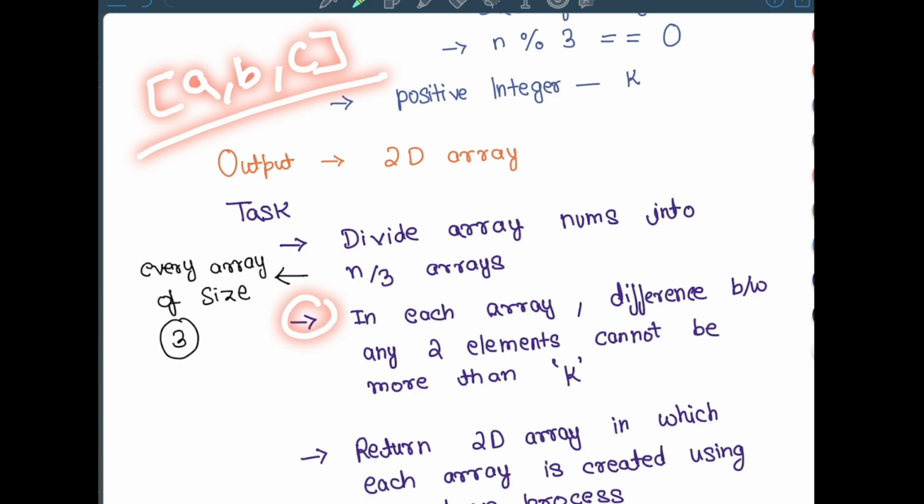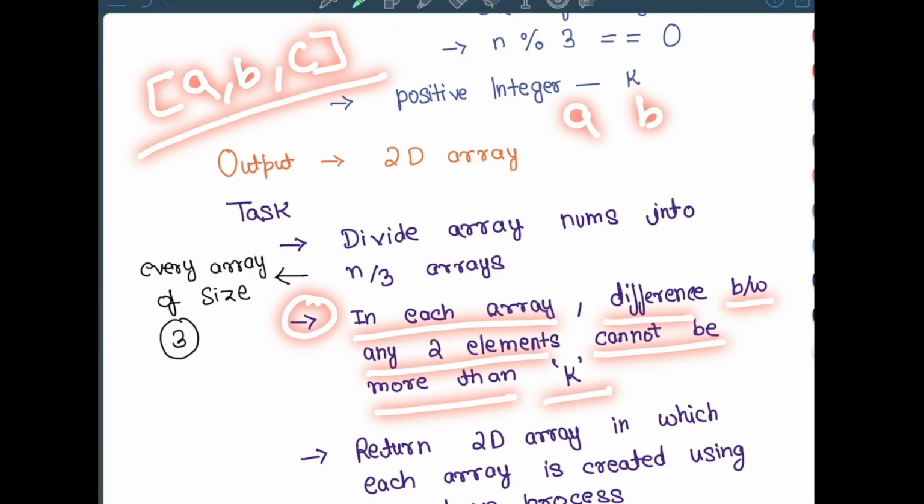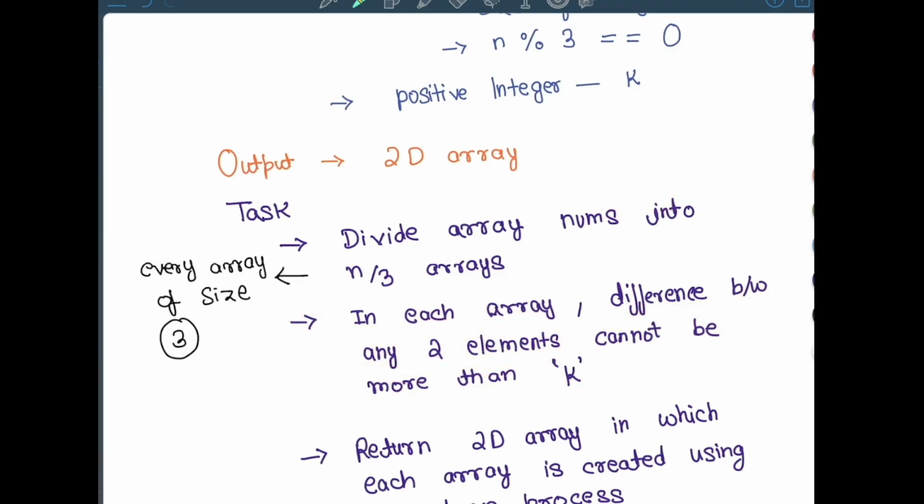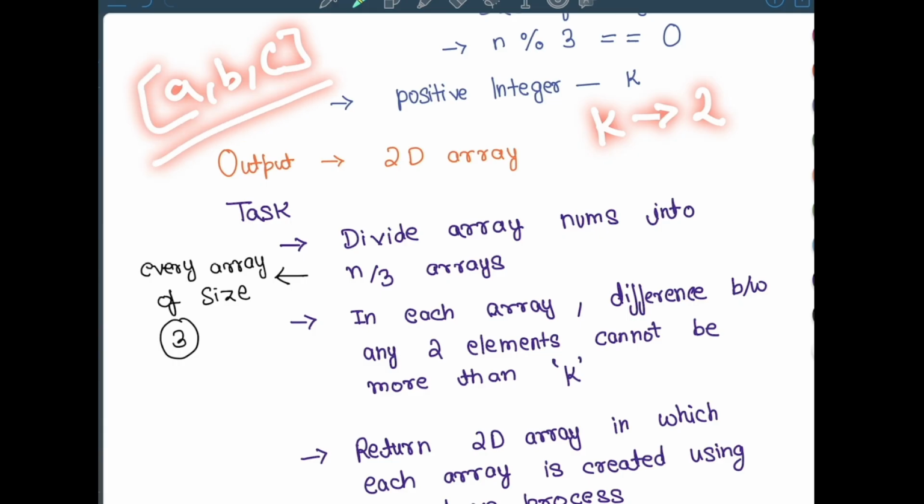So the second point says that in each of the divided arrays, the difference between any two elements cannot be more than k. That is, the difference between a and b, the difference between b and c, and the difference between c and a cannot be more than k. It means it can be up to k. If the value of k, let's say, is 2, and you have 3 elements, a comma b comma c, in your divided array, then the difference between a and b cannot be more than 2.